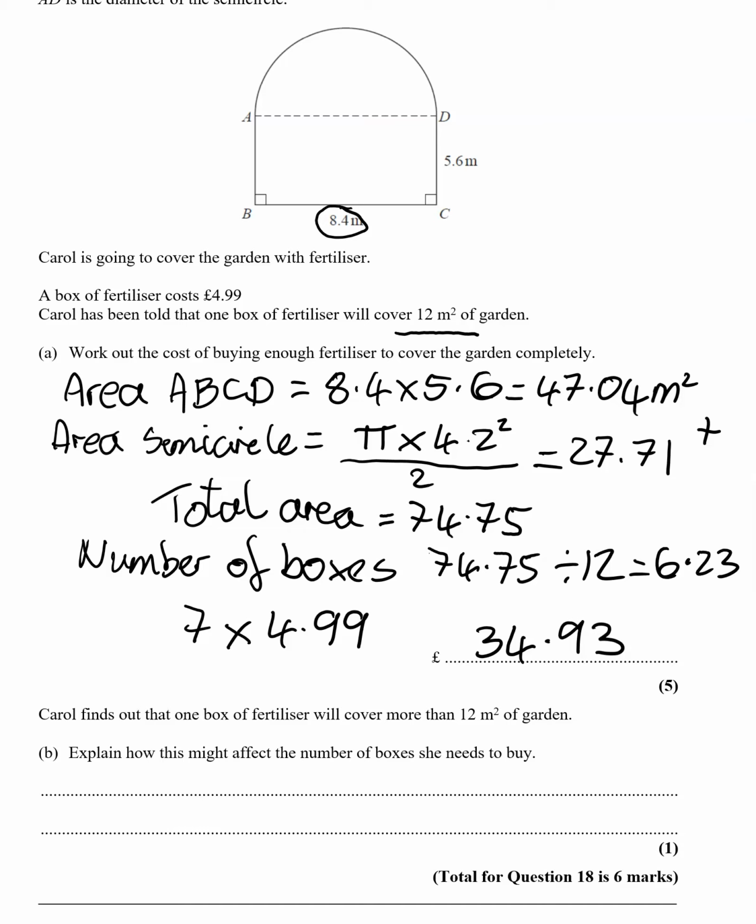Right, Carol finds out that 1 box of fertiliser will cover more than 12 metres square of the garden. Explain how this might affect the number of boxes she needs to buy. Well, if it covers a greater area, we're going to potentially need to buy less boxes. So, possible less boxes required.